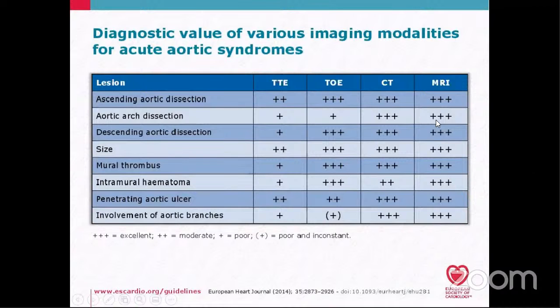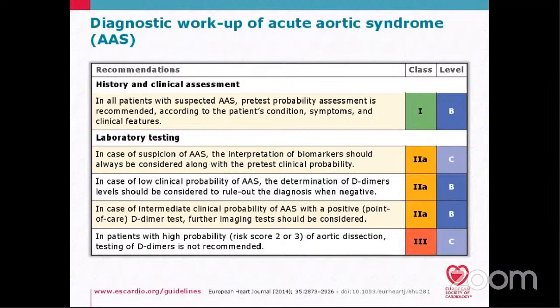If the patient is stable, then the MRI wins all because it would be the gold standard for visualization of the aorta, but you need to have a stable patient where you can move him to the CMR lab to perform the procedure. And these are the guidelines.